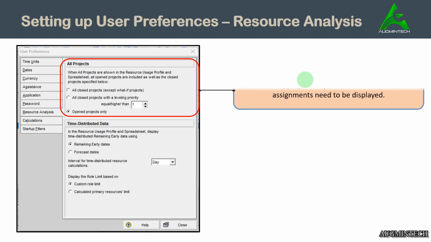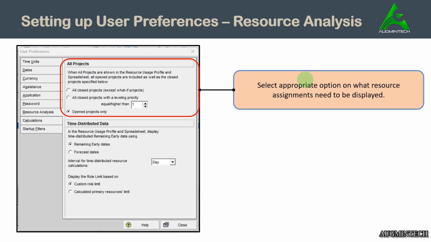Whether the resource assignment should be visible for all the projects, or only for the projects which have priority, or only for the opened projects. What we recommend is that you only keep the opened projects, so that you know what resource assignments are visible there and what you are calculating.